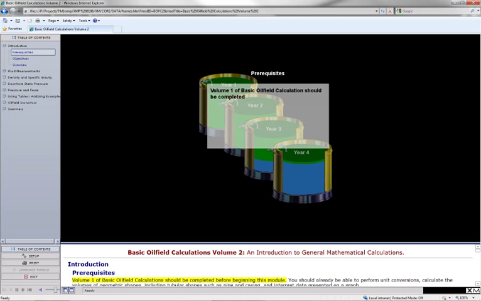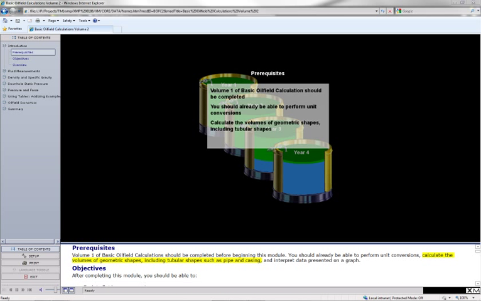Volume 1 of basic oil field calculations should be completed before beginning this module. You should already be able to perform unit conversions, calculate the volumes of geometric shapes, including tubular shapes, such as pipe and casing, and interpret data presented on a graph.